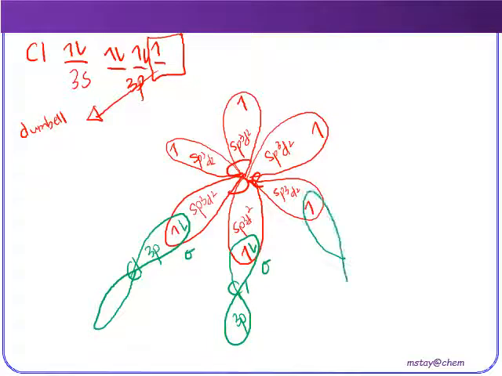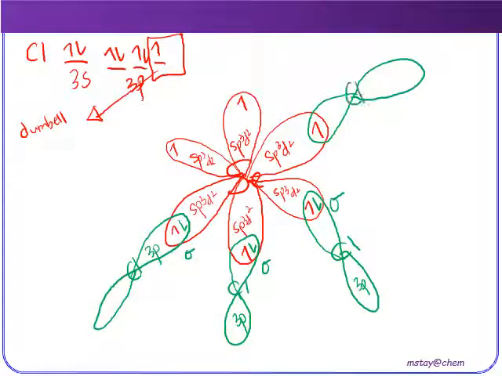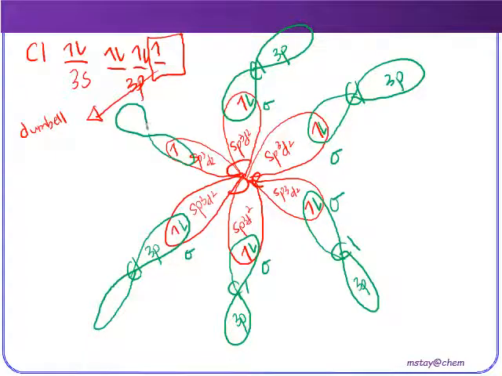And then here another dumbbell, label chlorine 3p, 1 unpaired electron, sigma. Here another chlorine 3p orbital has 1 electron, sigma. Here going to form another sigma bond, chlorine, 3p. Here another 3p orbital, 1 electron, forms a sigma bond, and then chlorine. So basically this is the overlapping diagram for SeCl₆.